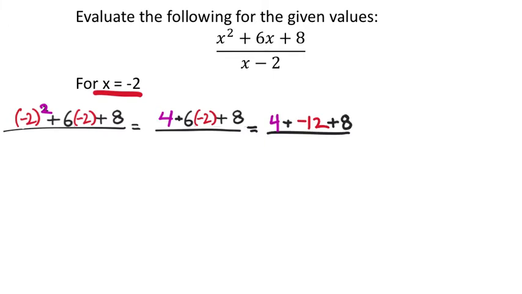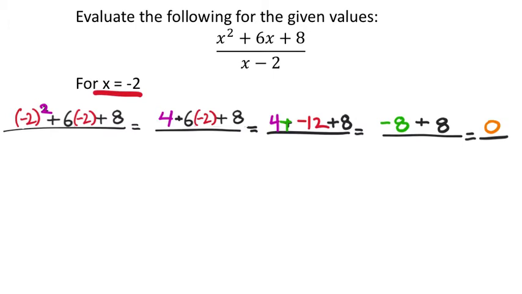And again, you don't really need to use keep, change since we're using the calculator here, but 4 plus negative 12, of course there's more negatives than positives, so we know the answer is negative. 12 minus 4 is 8. That's negative 8. Negative 8 now plus 8. That's not bad. They're opposites and they're being added together, so that would just give us 0 right at the end. So that's our numerator of 0.